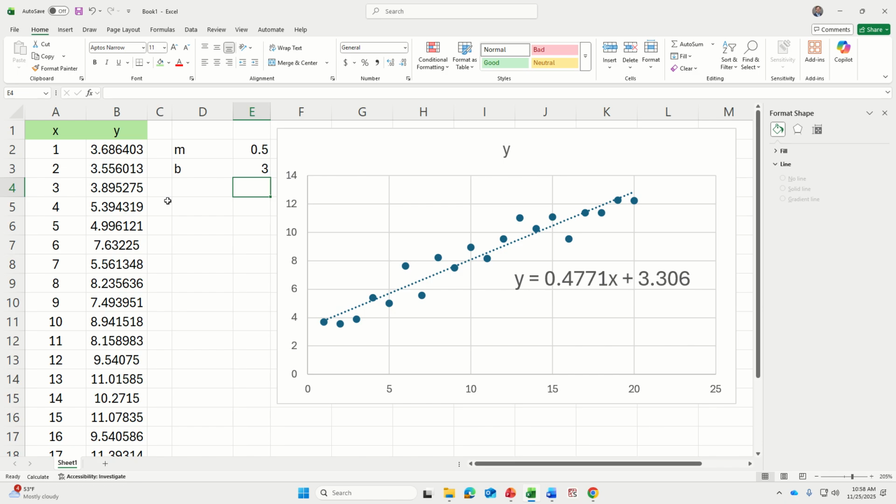And 3.306 is our best guess, based on the data, of what the y-intercept is of our underlying linear model. So where the real parameter is 3, the statistic we can calculate is 3.306. And this happens a lot.